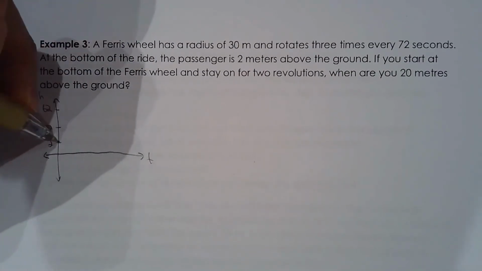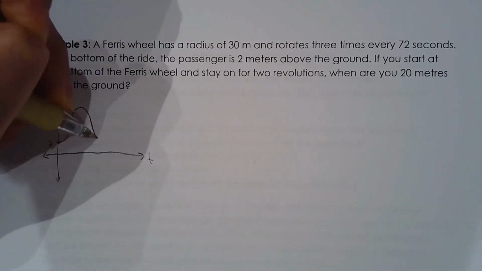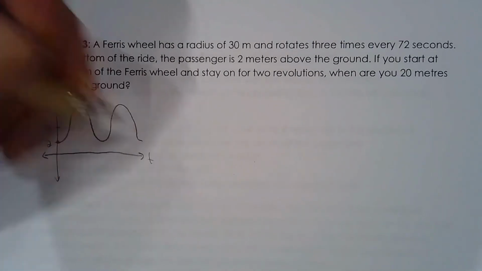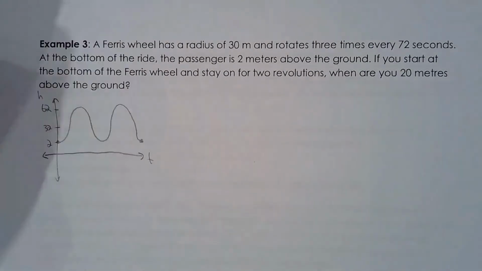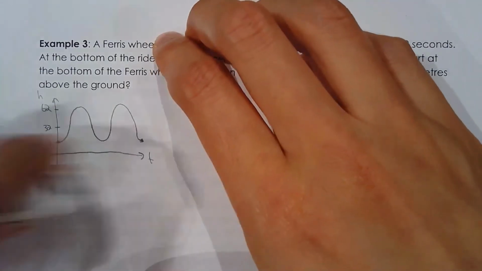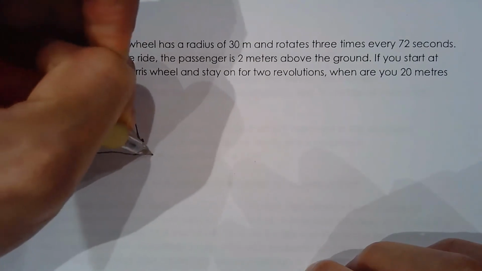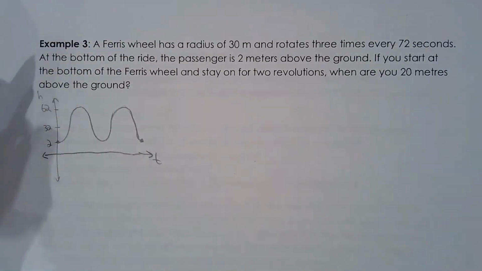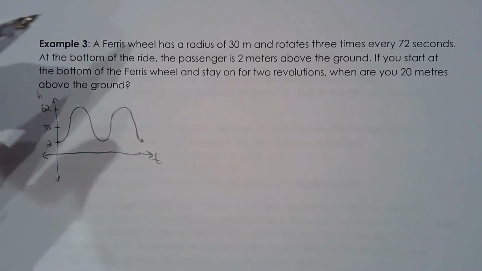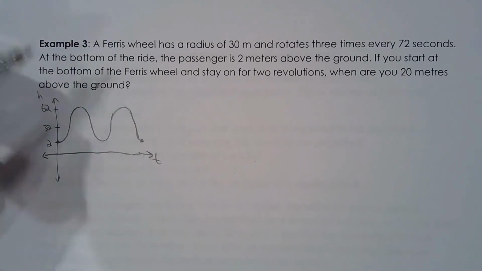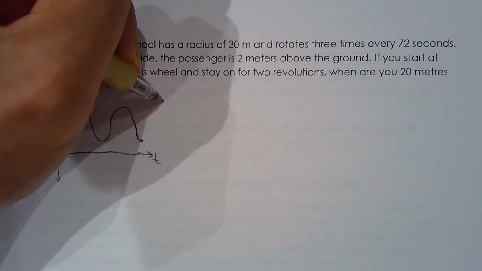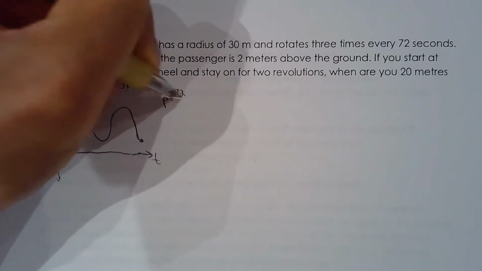Beautiful. If you start up on a Ferris wheel and stay for 2 revolutions, you're basically drawing 2 cycles. When are you 20 meters above the ground? So if you see, let's say 20 is right here, how many answers should you get? You should get 1, 2, 3, 4. You should get 4 answers. Okay? You should most definitely get 4 answers. So let's hunt for these 4 answers.